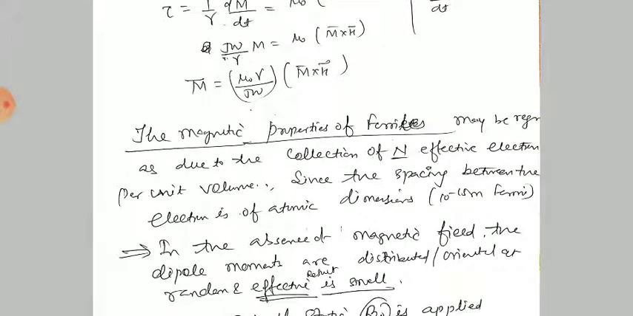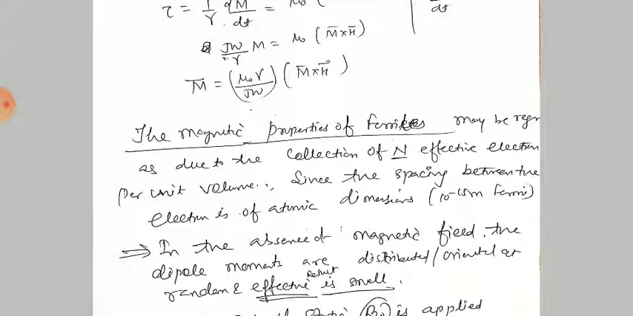The magnetic properties of ferrites may be regarded as due to a collection of N effective electrons per unit volume, and the dipole moment of each atom is small m, so the net dipole moment is capital M equals m into N.